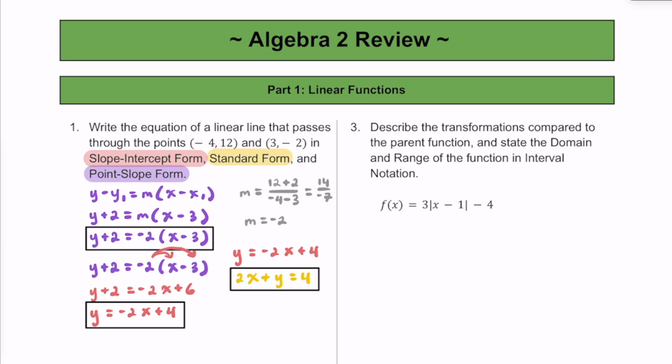Now feel free to check this if you want, but if you take all 3 of these equations and graph them, or throw them into a graphing calculator or something like Desmos, you'll see that all 3 of the lines lie on top of each other and go through these 2 given points.